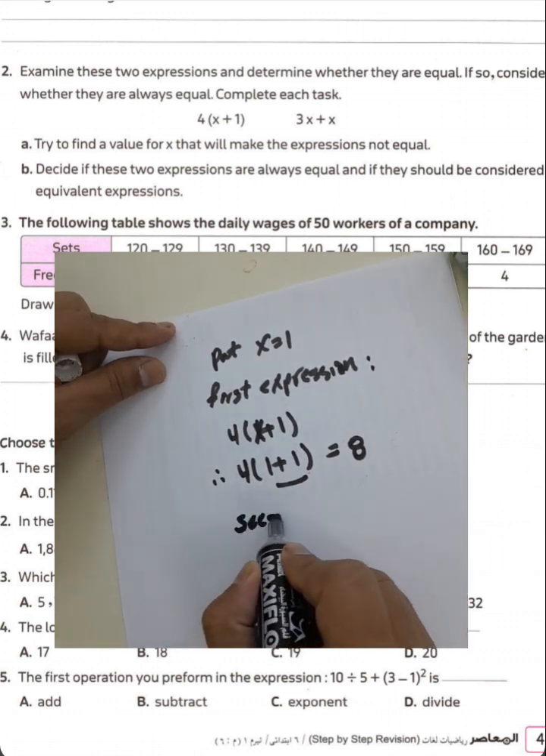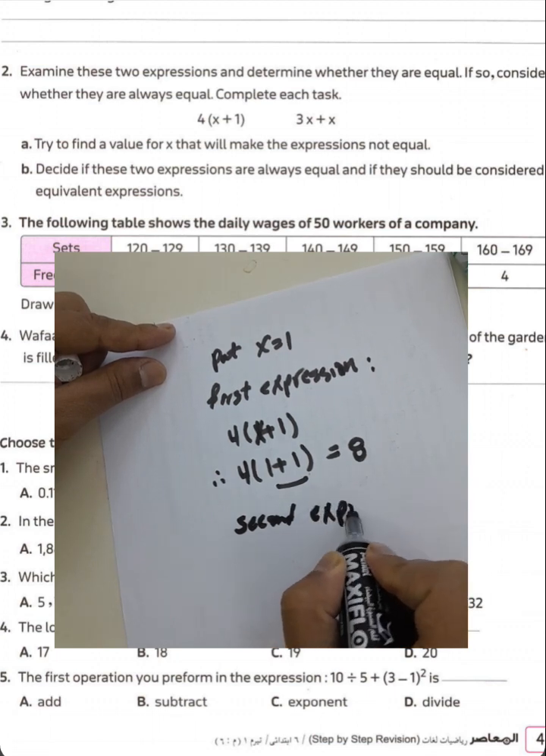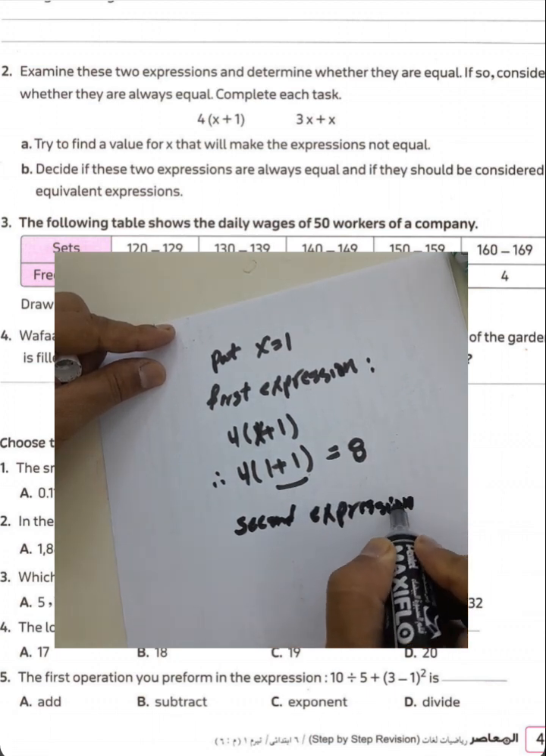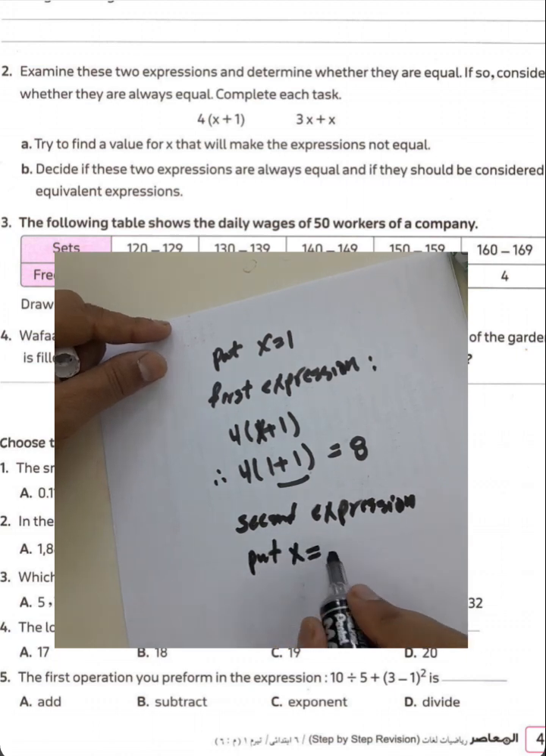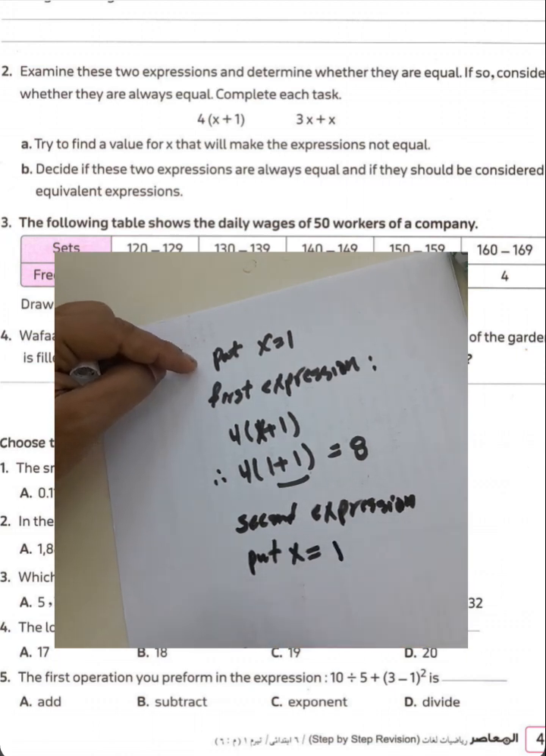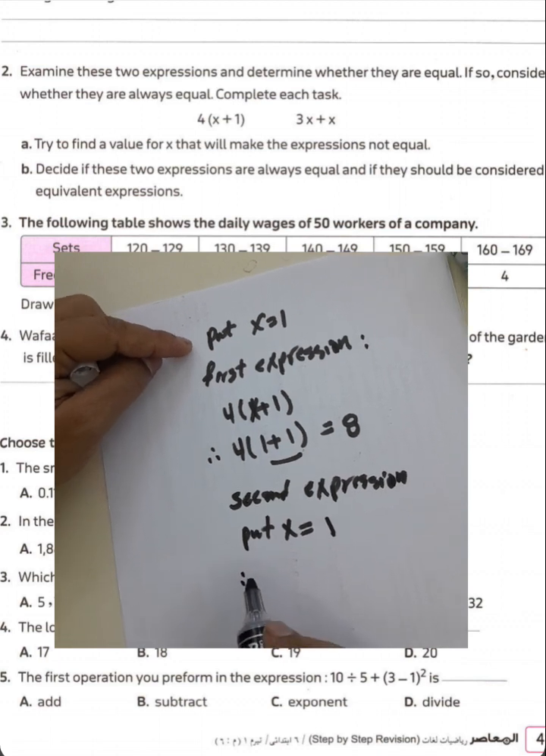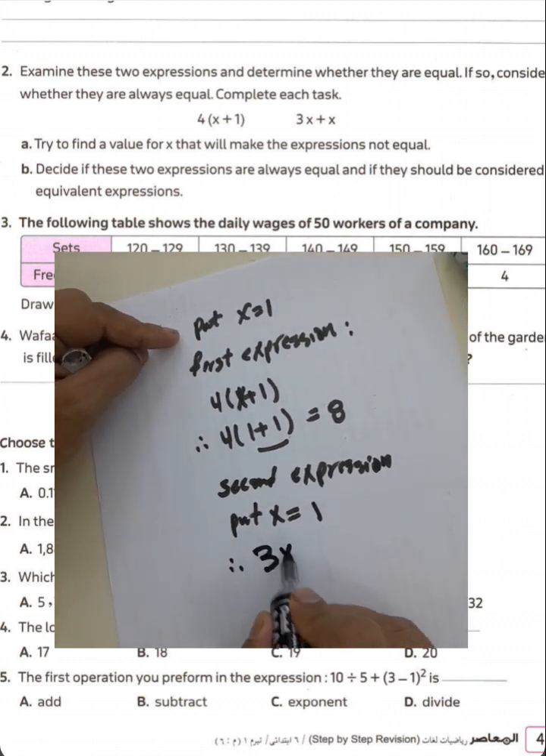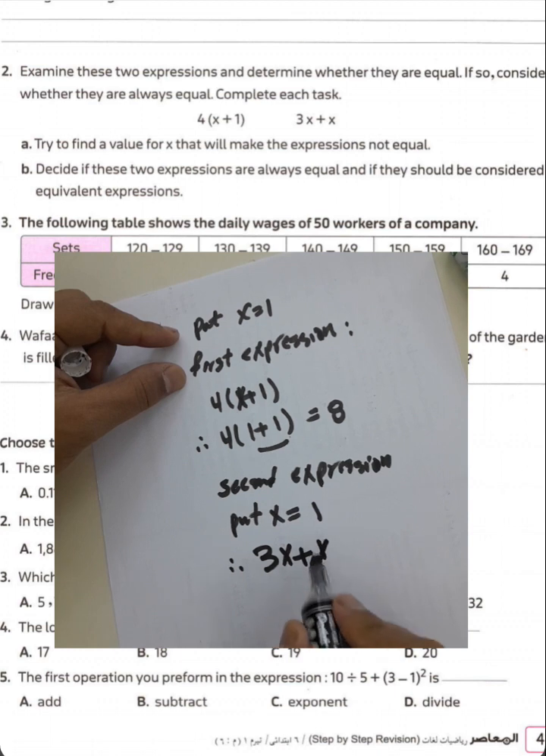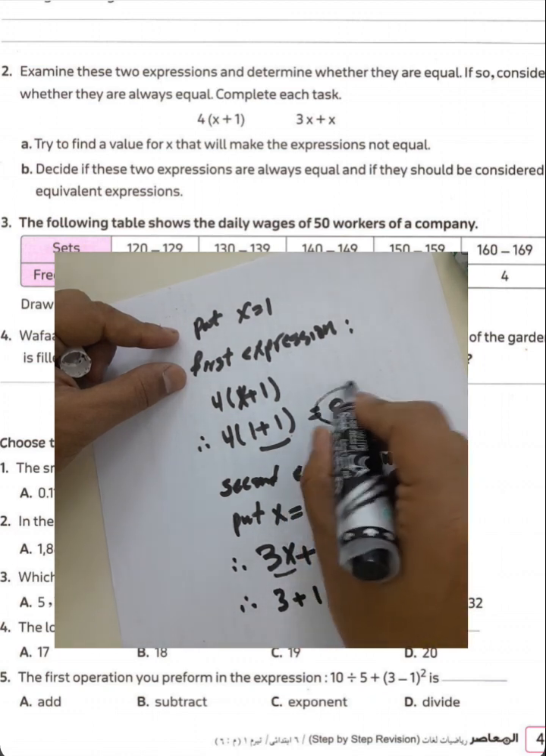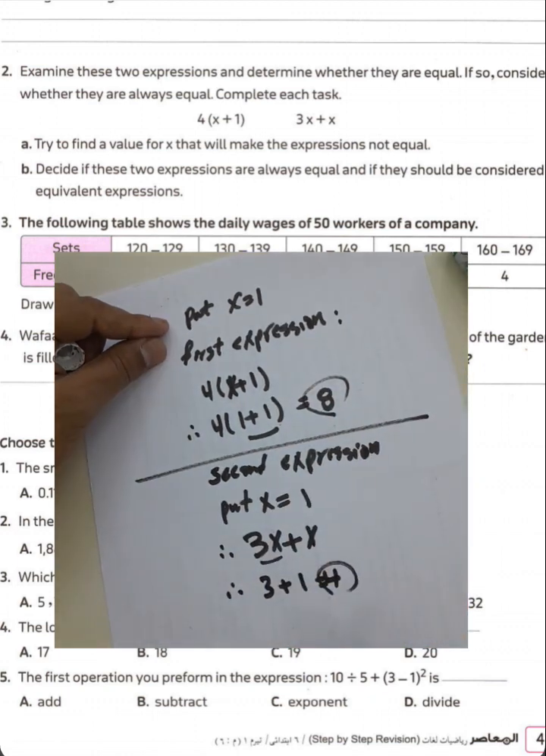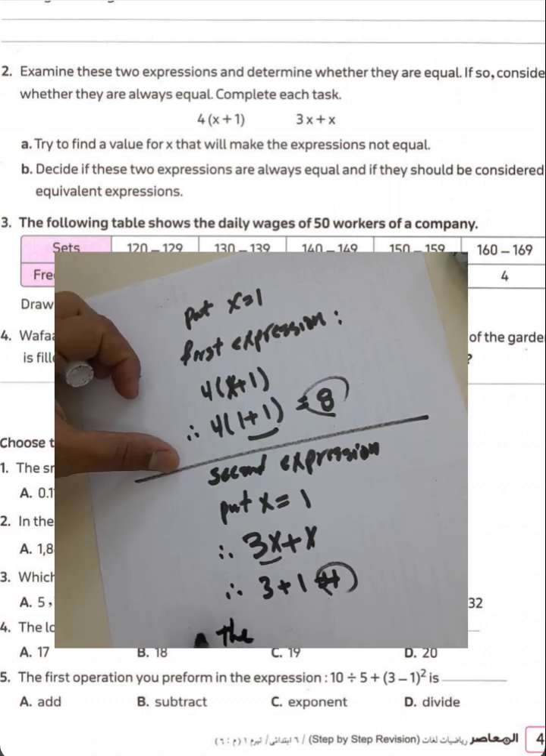And the second expression, put x equal the same number, equal 1. Then we have the second expression here, 3x plus x. Put x equal 1, then 3 times 1 equal 3, plus 1, it will be 4. Then the result here is 8 and here 4. It's not equivalent.